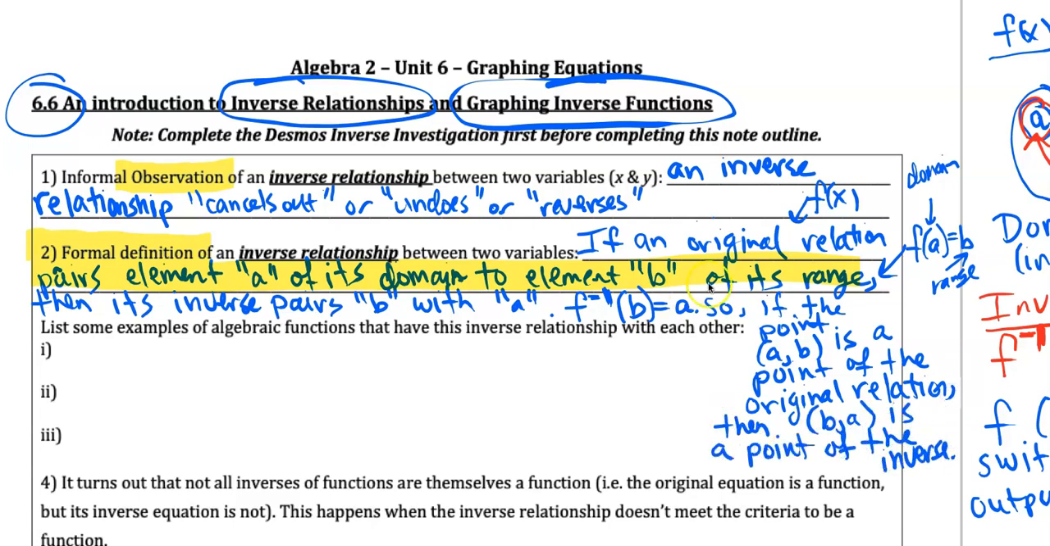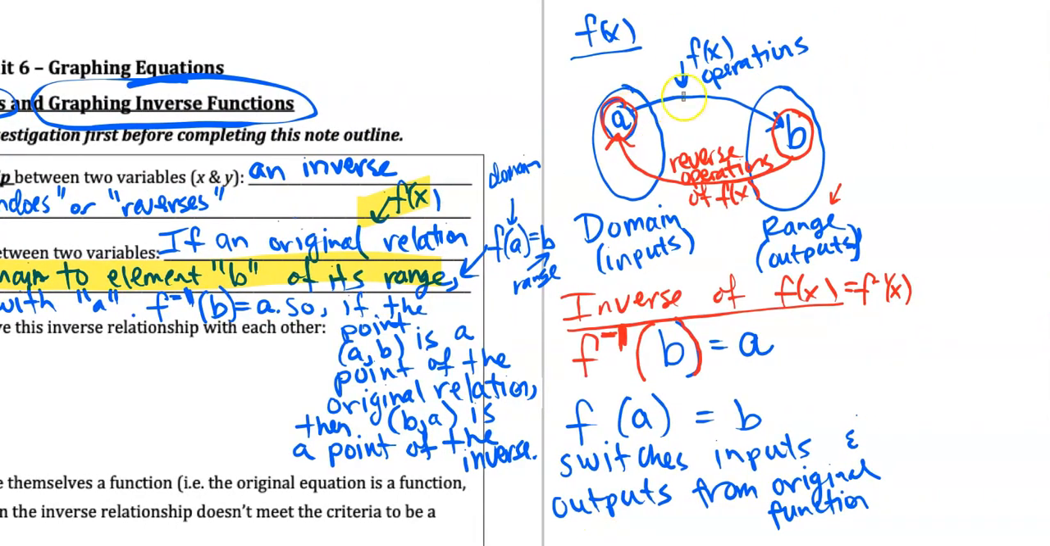Sorry, I ran out of room there, I had to squeeze it in. But again, if an original relation, we'll call it f of x, takes A from the domain and pairs it to B from the range, that could be demonstrated by this blue function here. It was taking A and doing some stuff to make it turn into B. That was our f of x function.